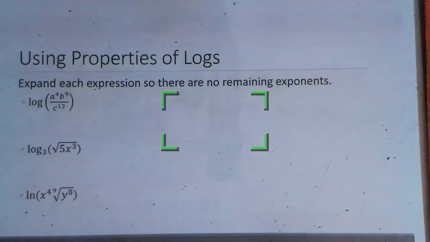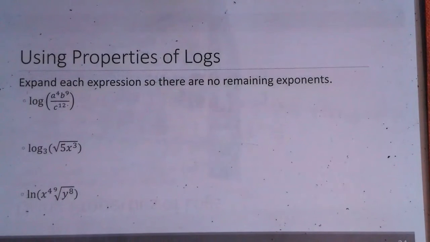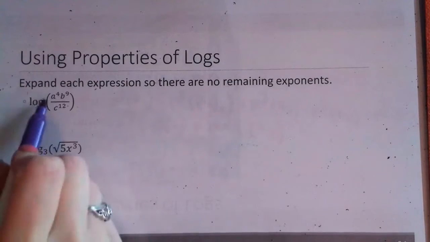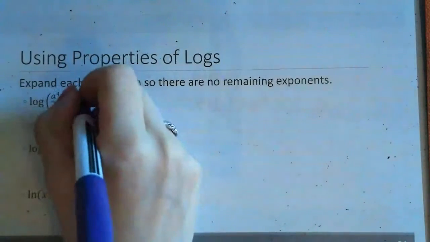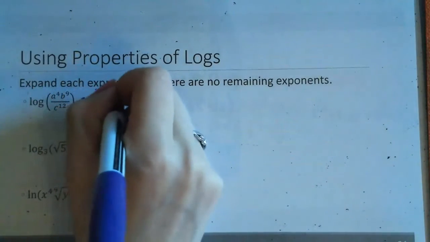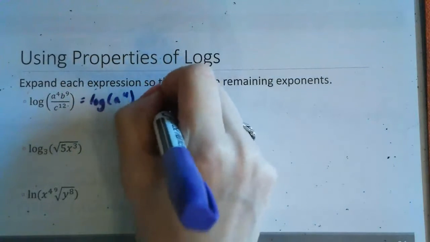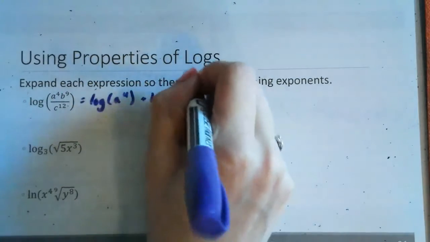So last time what we were doing was condensing logarithms by putting them together. Now we're going to go the other way and expand. So expand each expression so there are no remaining exponents. This first one looks a lot like the last one we did on the last slide. So since the a and b are multiplied, this will be the log of a to the 4th plus the log of b to the 9th.